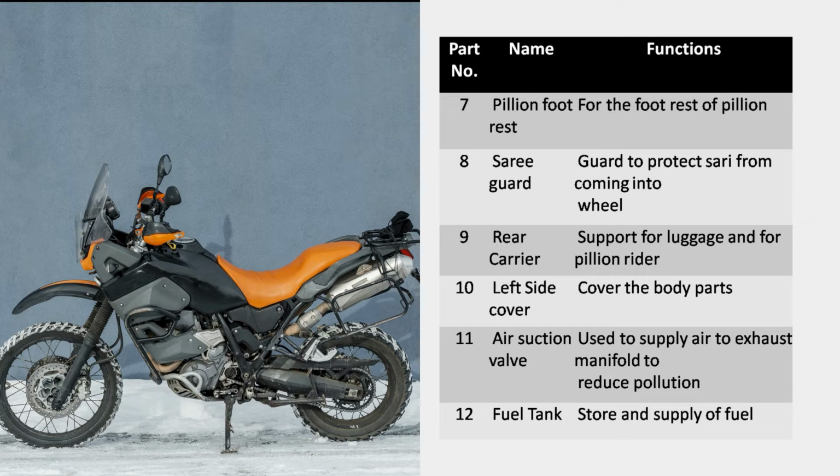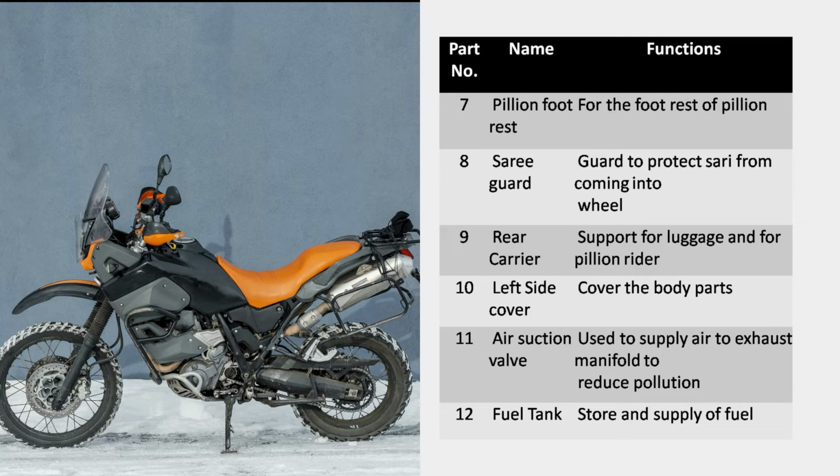If we are wearing some loose pant or trouser, there should be one guard which should protect us. Rear carrier, you need a carrier where you can put your luggage for the rider as well as for the pillion. Left side cover, which covers the body parts.